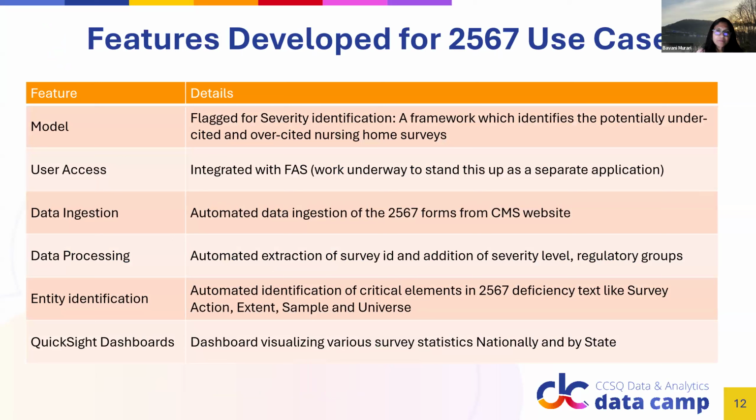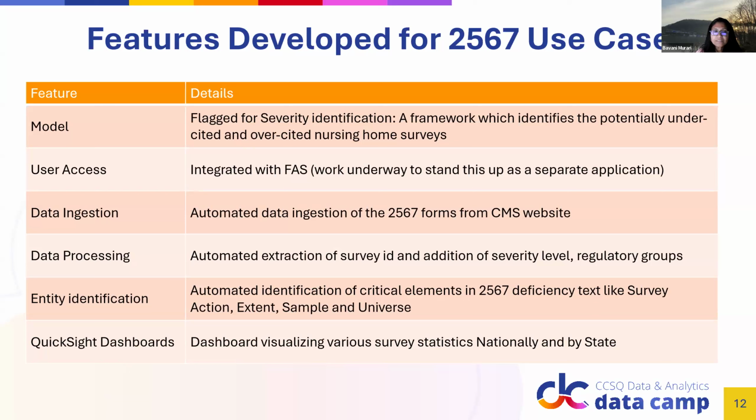Features developed for the 2567 use case: we have a model in place, which is the severity model, and we are in the process of developing a scope model, which identifies the scope of the survey, like is it one person, or how many people is it impacting? That kind of analysis is also going on currently. We have the flag for severity identification, a framework which identifies the potentially undercited and overcited nursing home surveys.